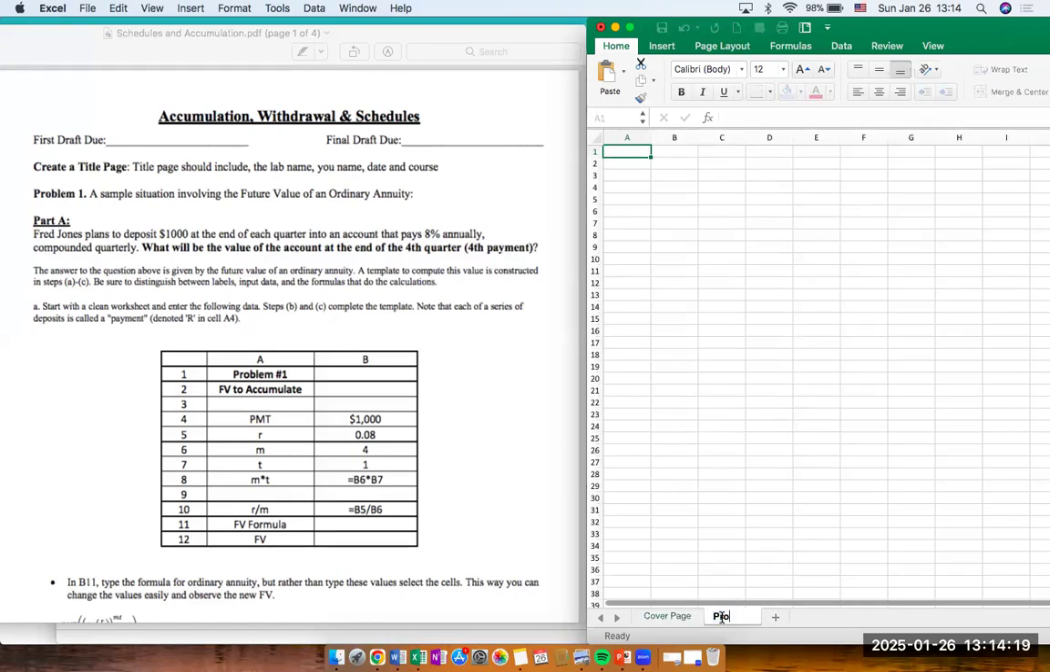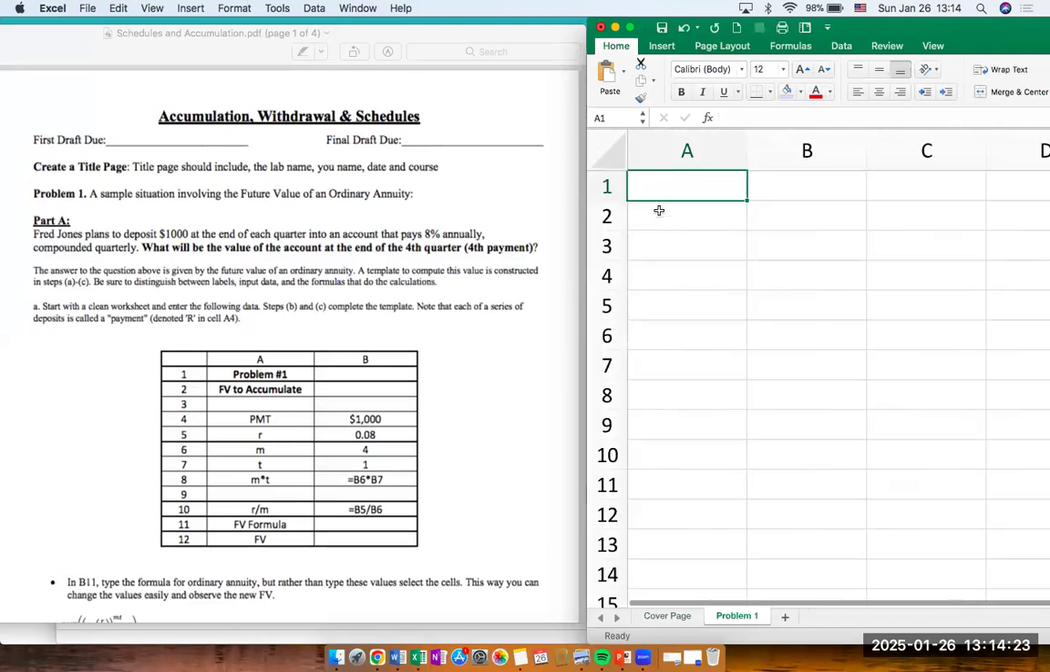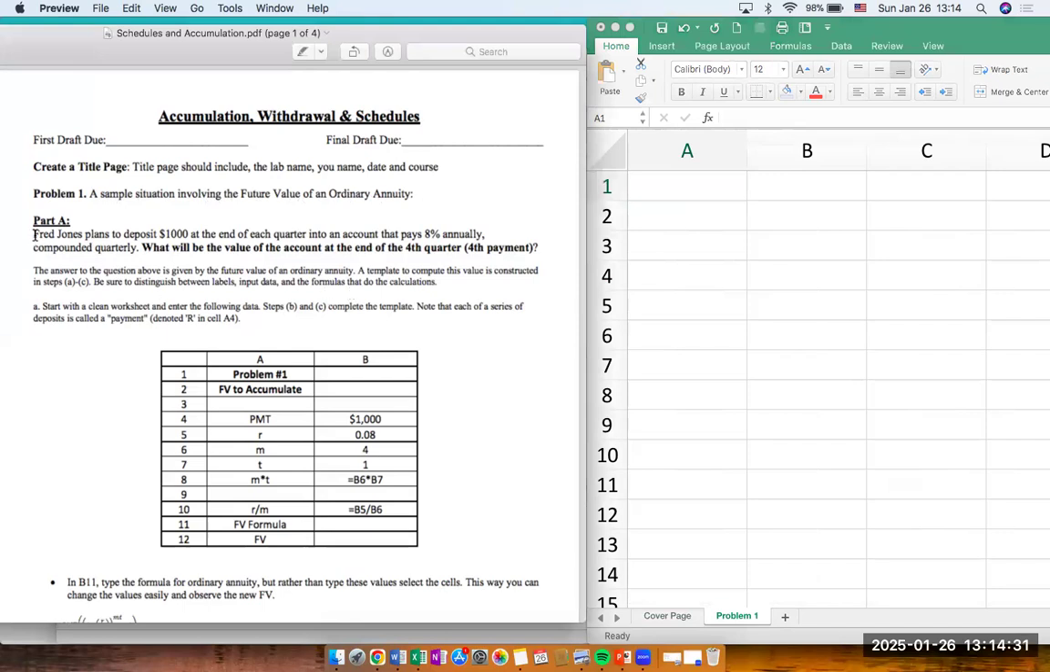Sheet 2, we'll just write problem 1. Let me zoom in here just a little bit. Okay. So problem 1 says a sample situation involving a future value of an ordinary annuity. So it says Fred Jones plans to deposit $1,000 at the end of each quarter into an account that pays 8% annually and then compounded quarterly. What will be the value of the account at the end of the fourth quarter or the fourth payment?